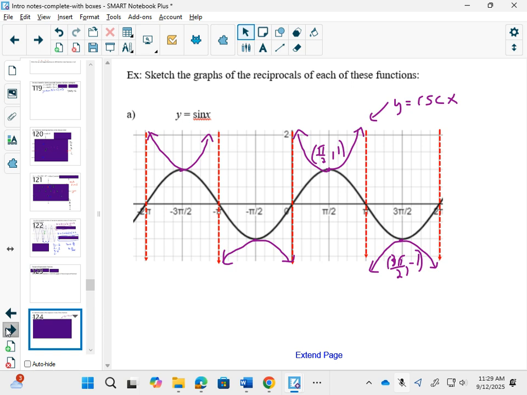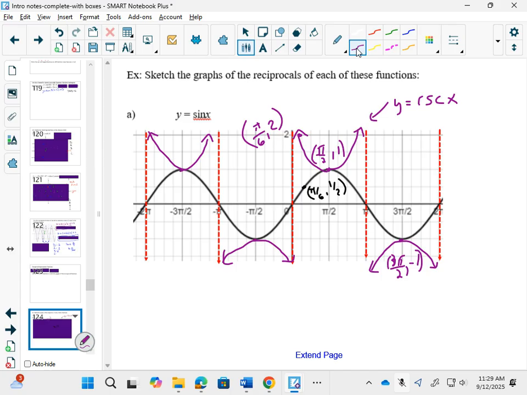So for example, I know that on sine, from my unit circle, I have pi over 6 comma 1/2. That would mean on my cosecant graph, not necessarily lined up perfectly, but I'd flip the answer. Instead of 1/2, I'd have 2 over 1. I would have pi over 6 comma 2.